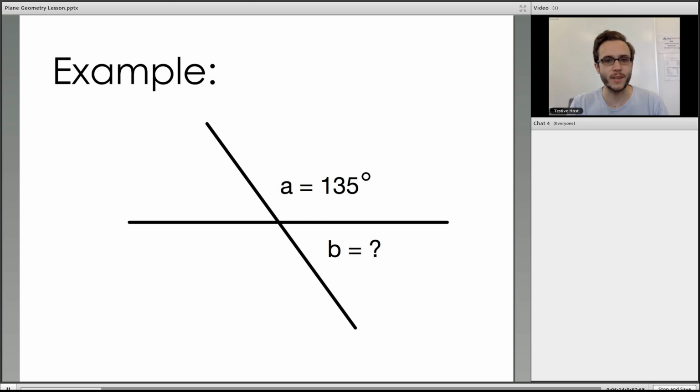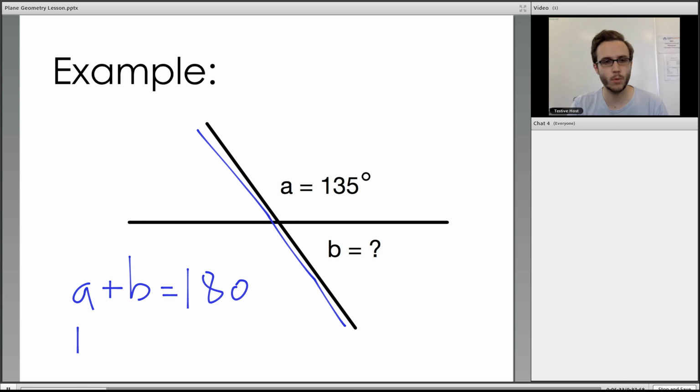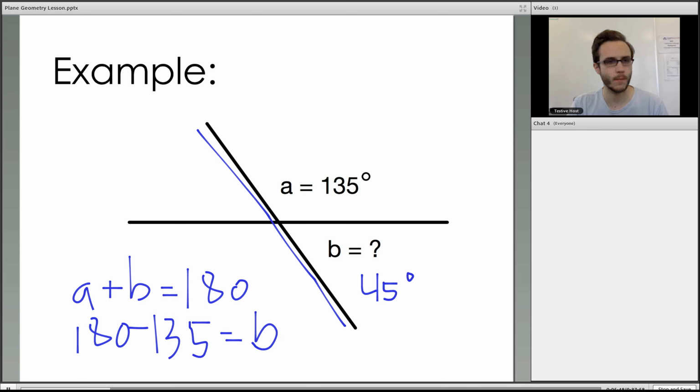So we know that this line right here has a measure of 180 degrees because it's a straight line. So A plus B is going to equal 180. And so therefore 180 minus 135 is going to equal B. And we know that B is going to be 45 degrees. All right, pretty simple.